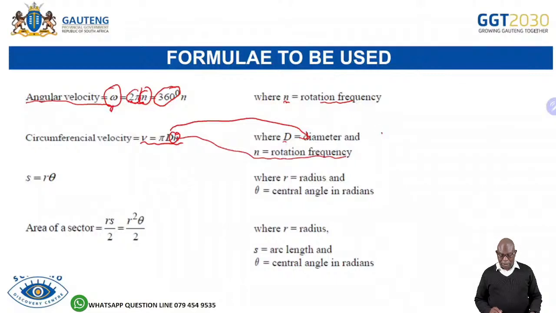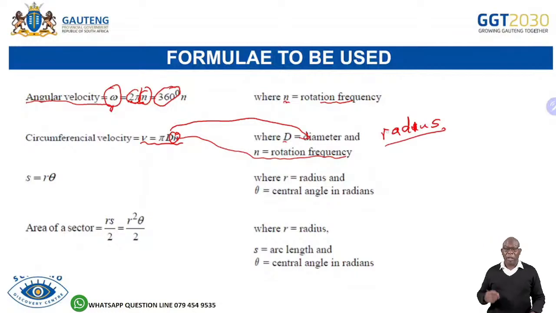Sometimes in this question, they give you the R, which is the radius. If I'm given the radius, how do I get the diameter from the radius? Your diameter will be twice the radius, in other words, 2 times R. If I'm given the R, to get the diameter, I must multiply. If I'm given D and I need the R, then I need to divide.